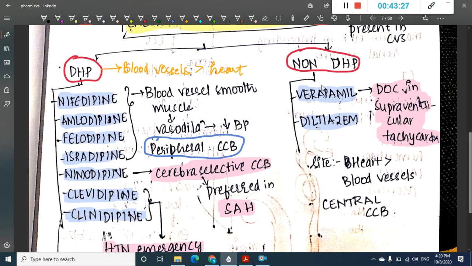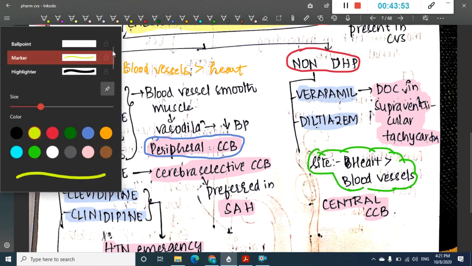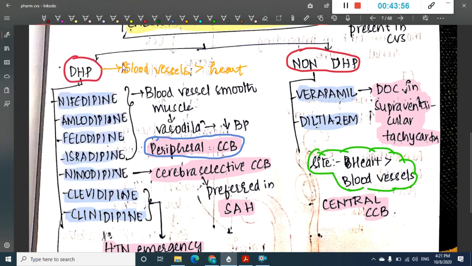These non-dihydropyridines are central calcium channel blockers. Why are they central calcium channel blockers? Because their action is more on the heart than the blood vessels. Whereas the dihydropyridines have more peripheral action, because their action is more on the blood vessels than the heart.